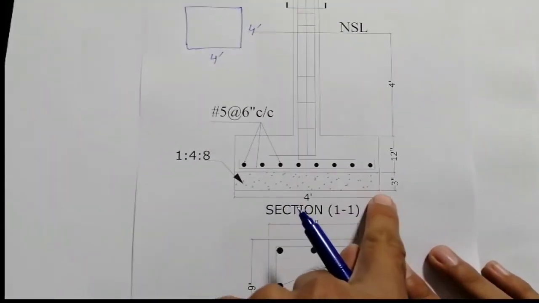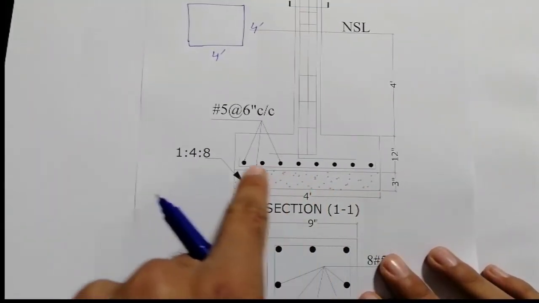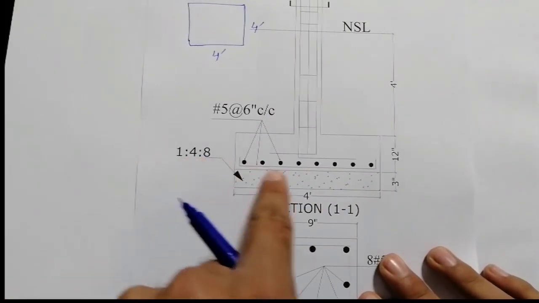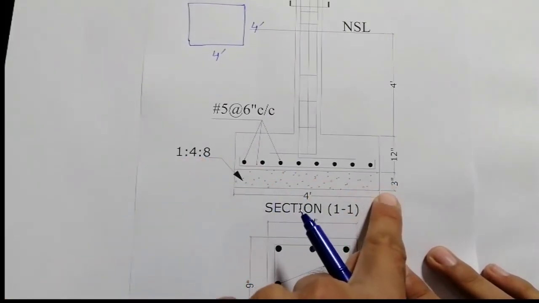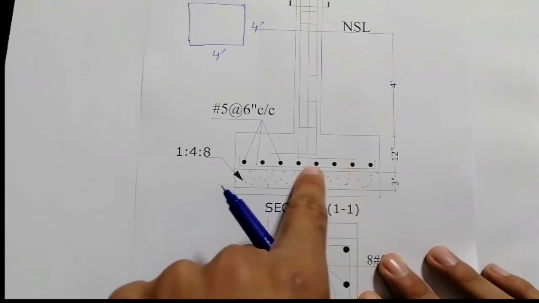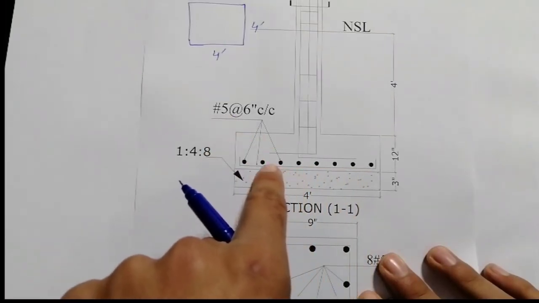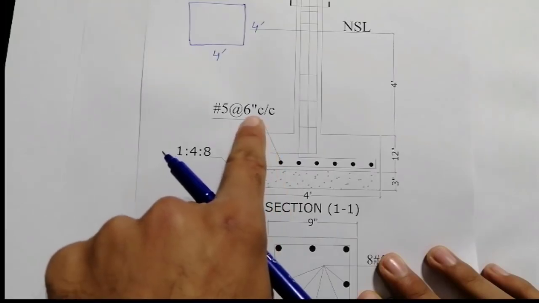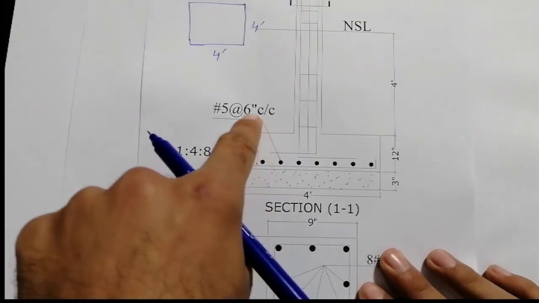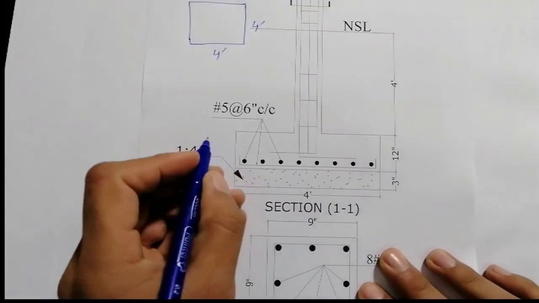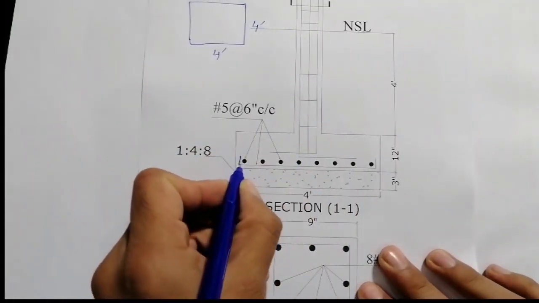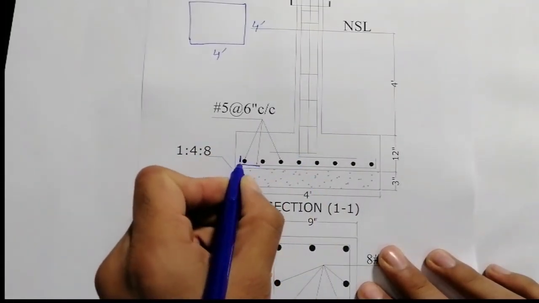In the first step, this is PCC, which ratio is 1:8, for 3 inches. In the second step, you can see the steel reinforcement details. 5 number dia is used, right? And the spacing is 6 inches, right? But also for this one, this is a bend bar, okay?